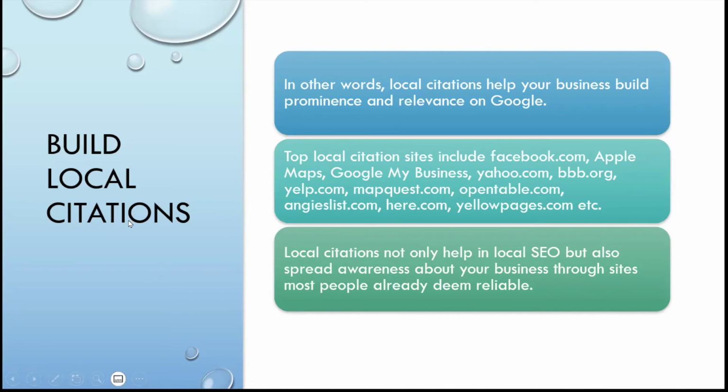Now, there are more ways to build local citations. It means, without much effort or without asking people, letting people automatically know what your business is. As I said, local citations help your business build more relevance and prominence on Google as well. So your business can get shown on Facebook, Apple Maps, Google My Business, Yahoo, and so on. Whenever your business is shown on any app or website, it is helped by the local citation. So it's a very important thing to know.